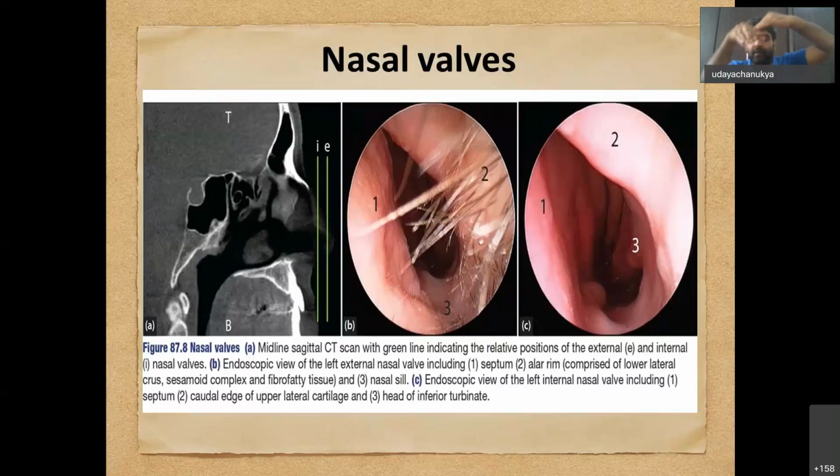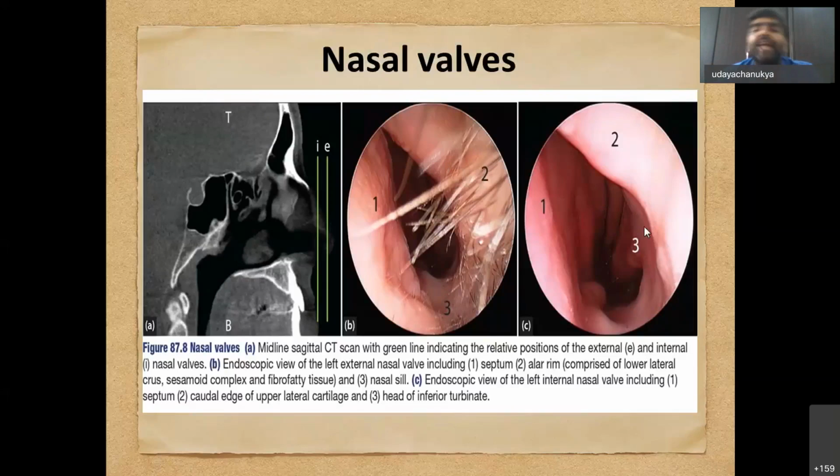So the junction, when we see like this, the upper lateral cartilage's lower border forms the internal nasal valve, whereas the lower lateral cartilage's lower border forms the external nasal valve. The inferior part of this external nasal valve is formed by the nasal sill, whereas the internal nasal valve is formed by the head of the inferior turbinate.